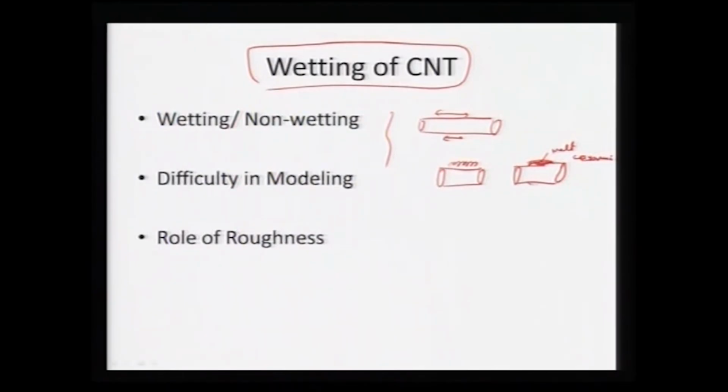So, that becomes very difficult. I need to take this melt at very high temperature so that it can cover the carbon nanotube. Again, the role of roughness. CNTs can also impart roughness to the structure, and in that case it will affect the overall wetting.